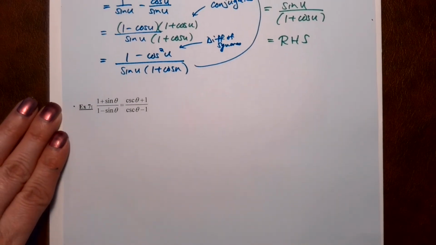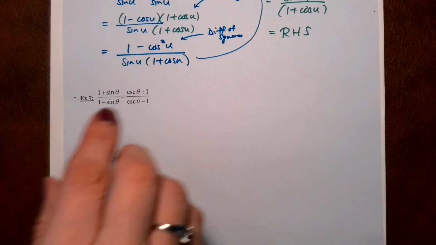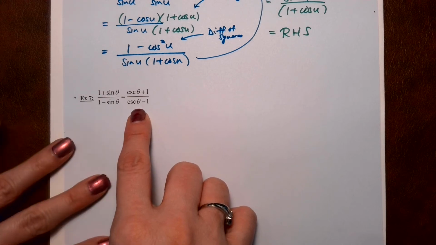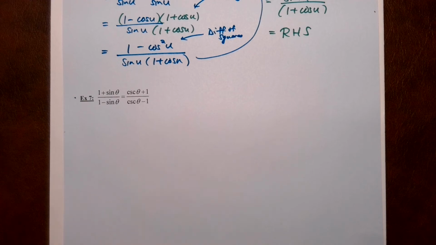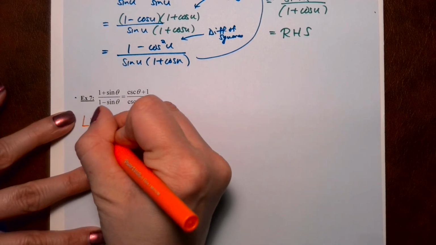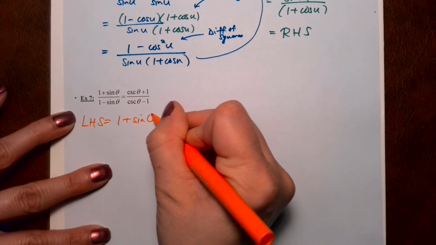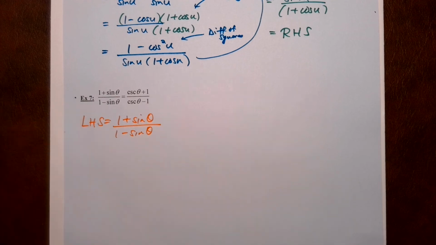Okay, we got our last one right here. Last one. We've got the left-hand side equaling the right-hand side. I'll start with the left-hand side. They both look equally complicated. Okay, so we'll start with the left-hand side: 1 plus sine of theta divided by 1 minus sine of theta. Okay, what kind of technique can we use here?